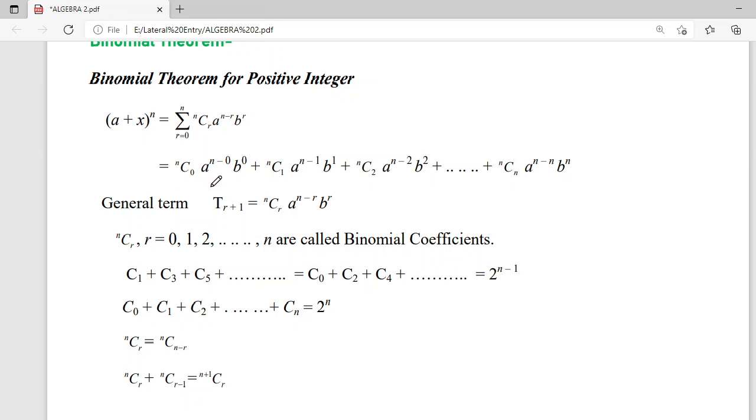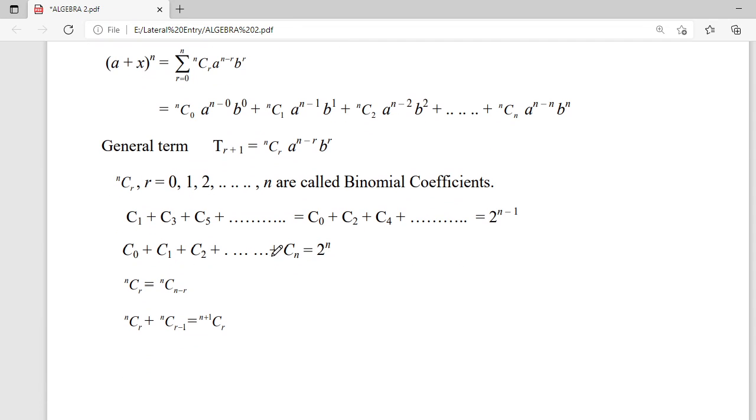So this is the expansion, and for this combination is needed: NC0, NC1, NC2, NC3, NCn. These values we say as binomial coefficients. And these are some results you have to remember.